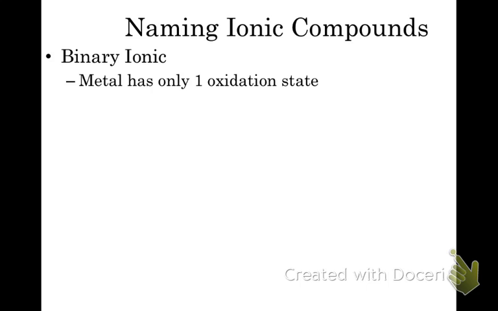Binary ionic means that there's going to be just one metal and one nonmetal. The metal goes first, and if it has only one oxidation state, meaning only one charge off of the reference table, you have to check the periodic table just to make sure, then we are going to name it as this. So for example, here we have potassium chloride.